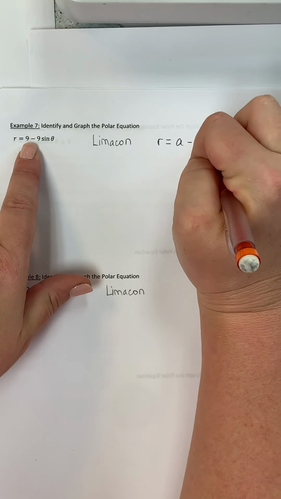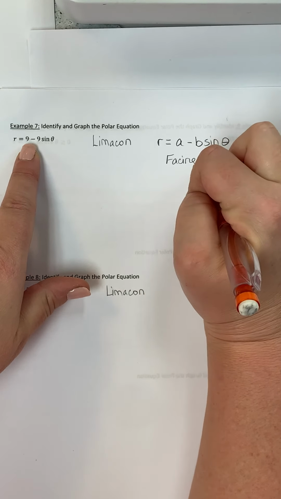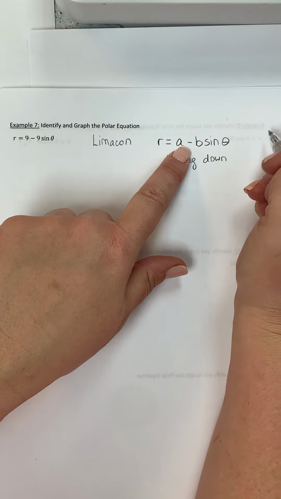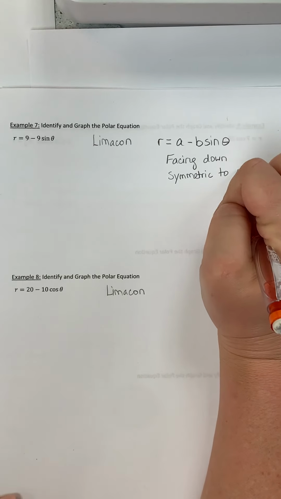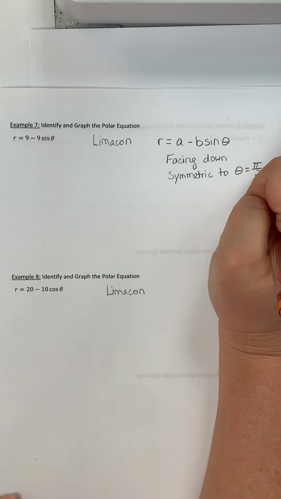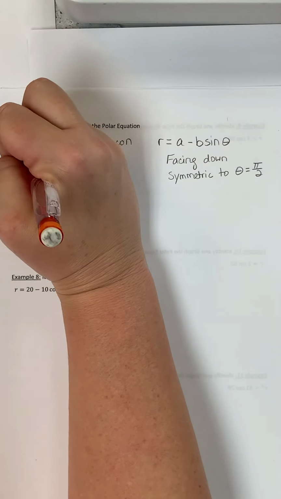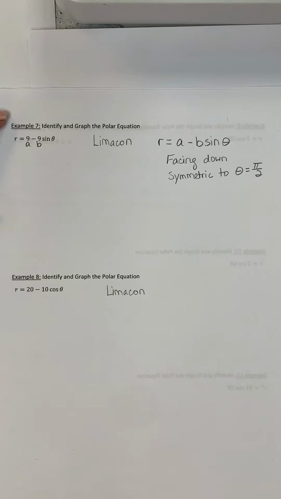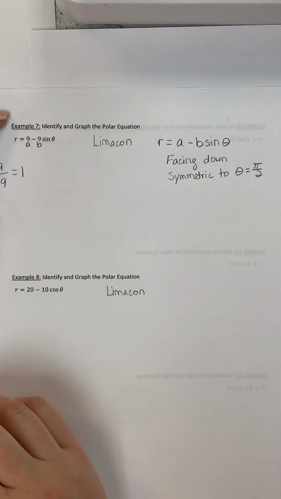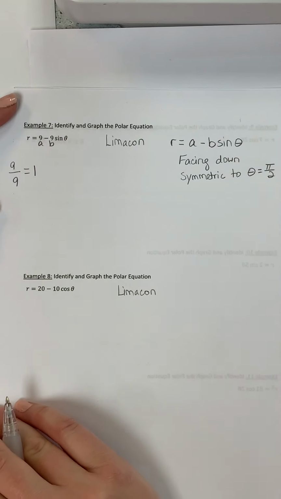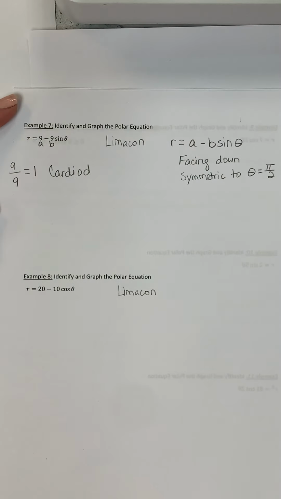And this one resembles this form for a limacon, which means that whatever I find is going to be facing down because of the minus, and it's going to be symmetric about theta equals pi/2, and that's from the sine portion. Okay, let's check out a and b. They both happen to be 9s. Remember, we don't take that sign into account. We just take the values. That equals a 1 when I do the ratio. Anytime we have a 1, I have a cardioid.